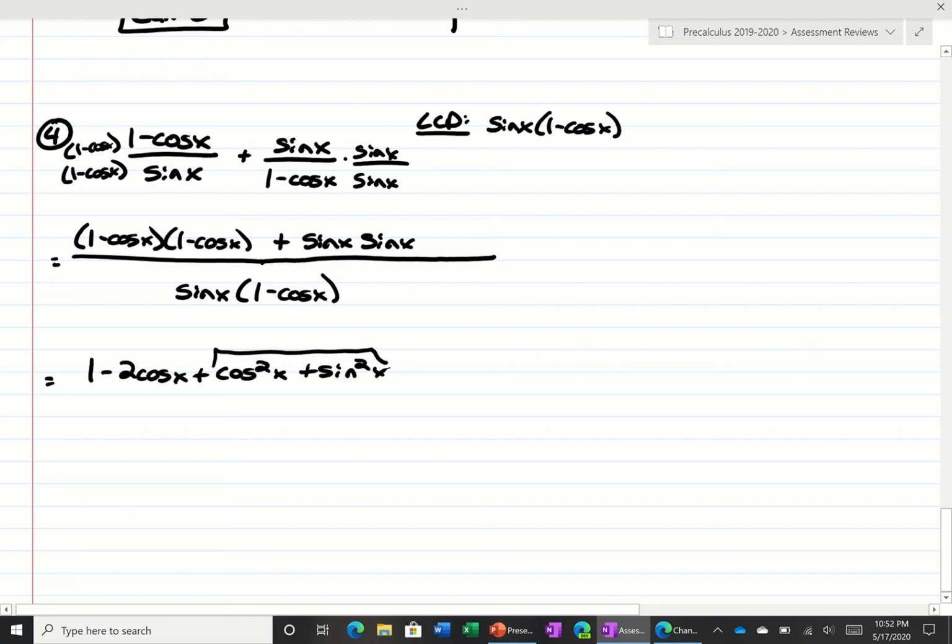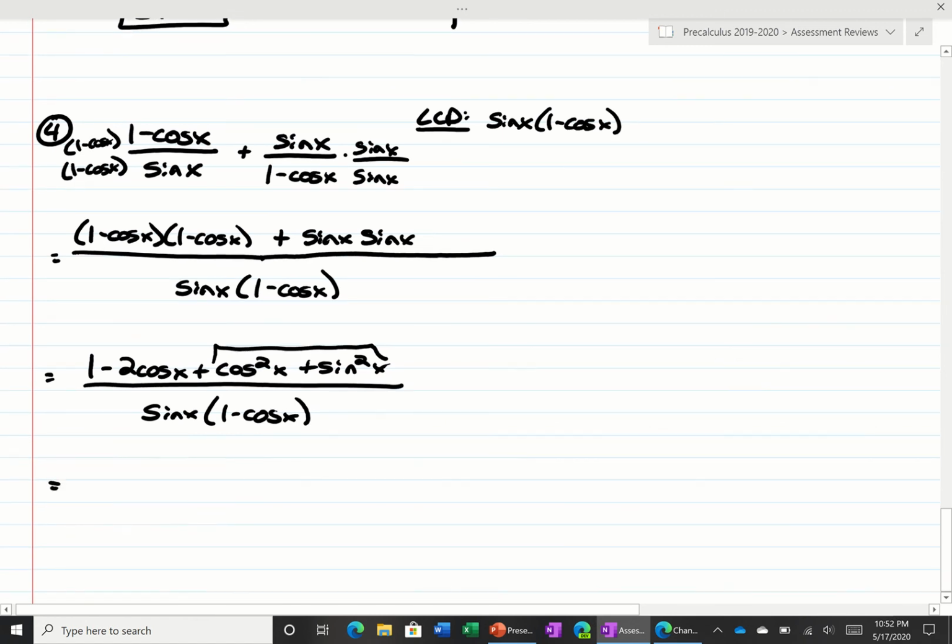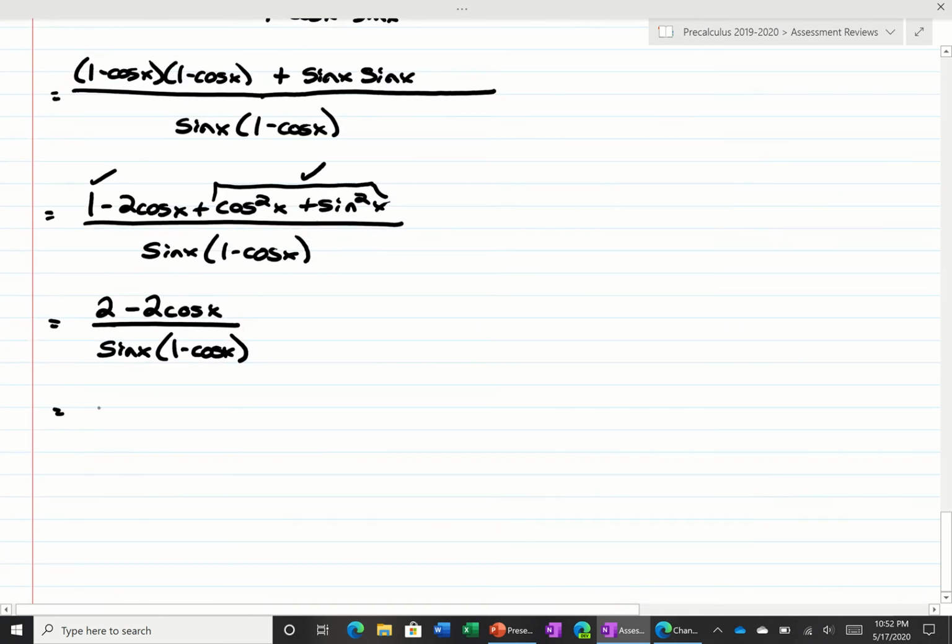Well, this is a Pythagorean identity. So we have 1 plus 1, and we could factor out a 2. And cancel out the same thing on top and bottom. So 2 over sine is the same as 2 cosecant of x.